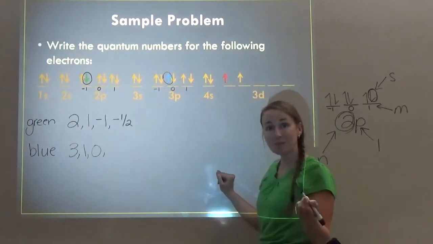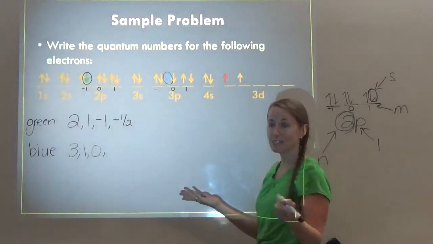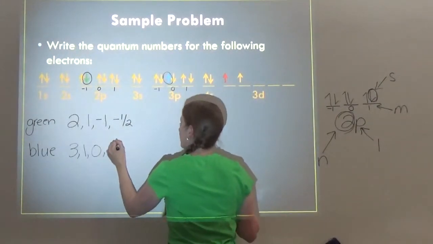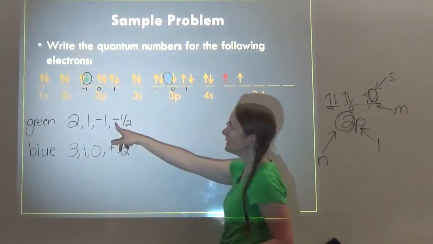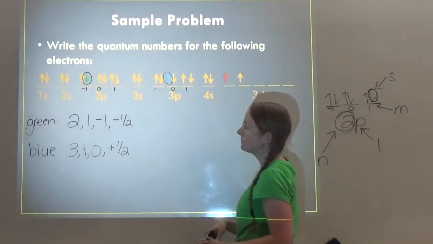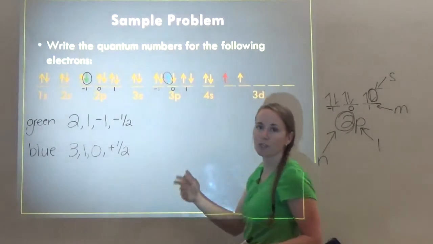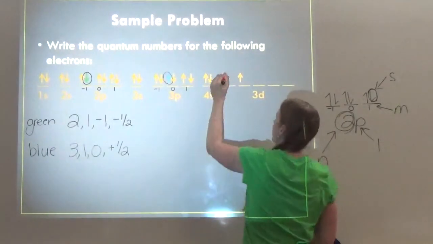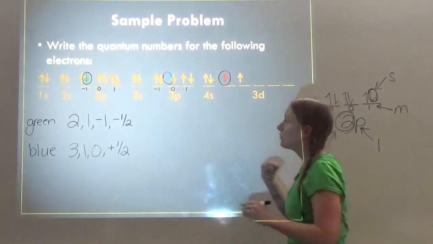And my last one is the spin. So since I picked an up arrow this time, it would be positive 1/2. Okay, so this was negative because it was down. This one's positive because it's up. And you don't have to actually put the positive, I just put the positive. All right, and then our last one is our red arrow right here.